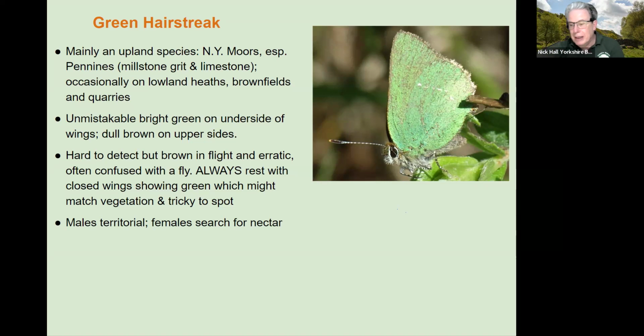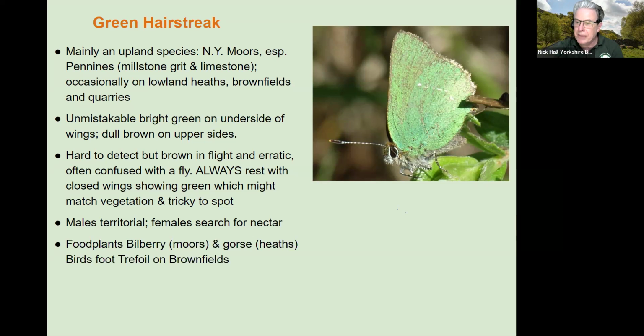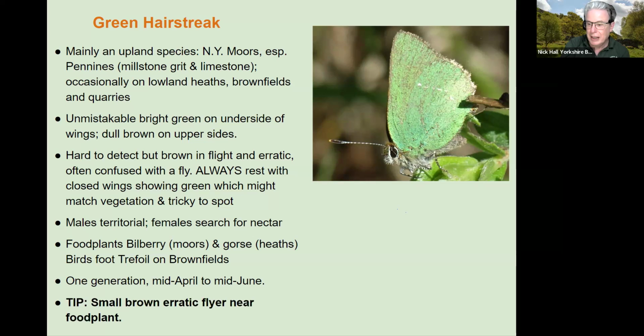Fortunately, the males will come up because they're quite territorial, while the females are searching for nectar. The food plants: bilberry, which is probably its most common food on the moors, gorses, sometimes heathers, and on the lowland it tends to be bird's-foot trefoil. One generation, mid-April to mid-June. The first one's already been seen outside Leeds this year, and I think the first ones were seen at Otley. Otley Chevin is the hot spot. If you haven't seen one before, Otley Chevin, small brown, erratic flyer, and always near its food plant.